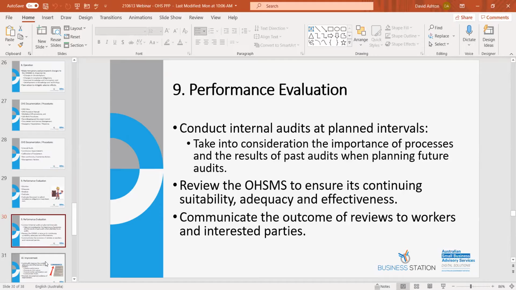And you need to communicate the outcome of any reviews to workers and interested parties. So again, keep that worker participation and consultation, which is an important element of this. Keep them in the loop as to what's happening. Consult with them on any changes to procedures or any new things that you want to implement, and have their buy-in to the system. It's not this compliance thing sitting over on the bookcase, this manual that you've got to comply with. It is actually the way that you do business.